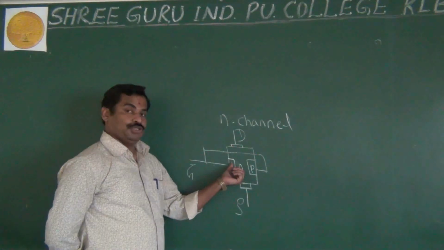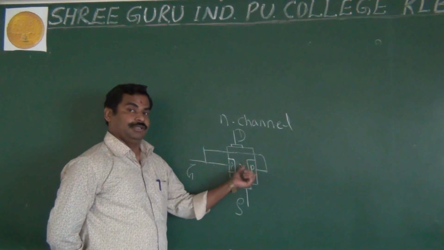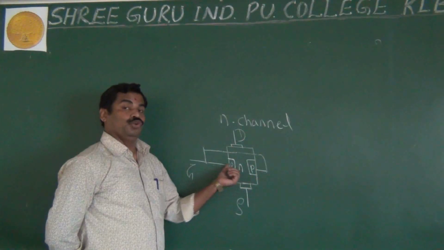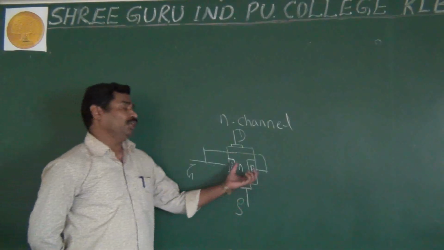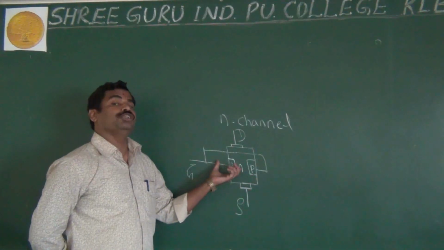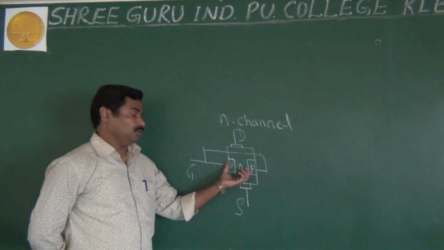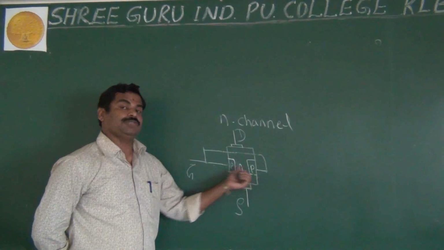On the opposite side, you diffuse two P-type layers. Let me ask the question: why do you want the P-type semiconductor? To make the junction. To make the junction, we are using the two P-type semiconductors.